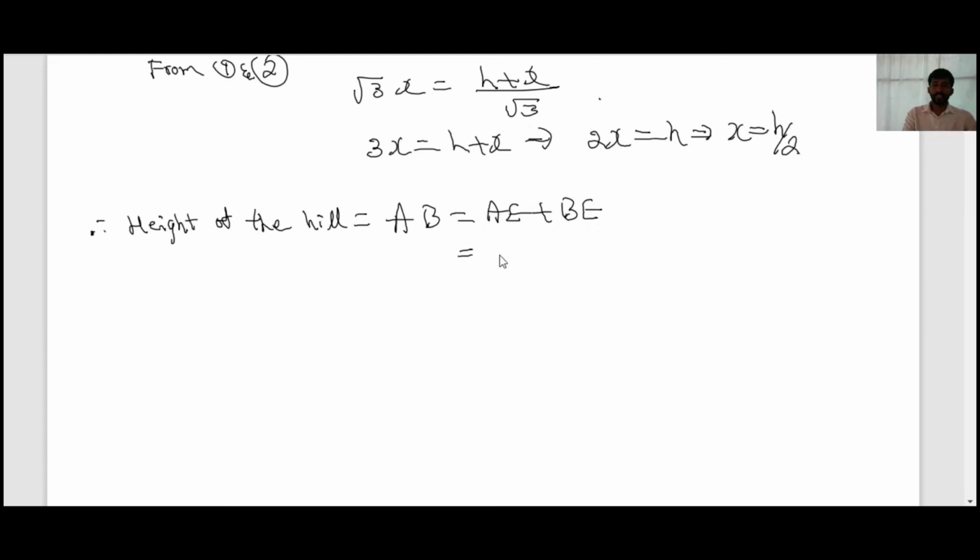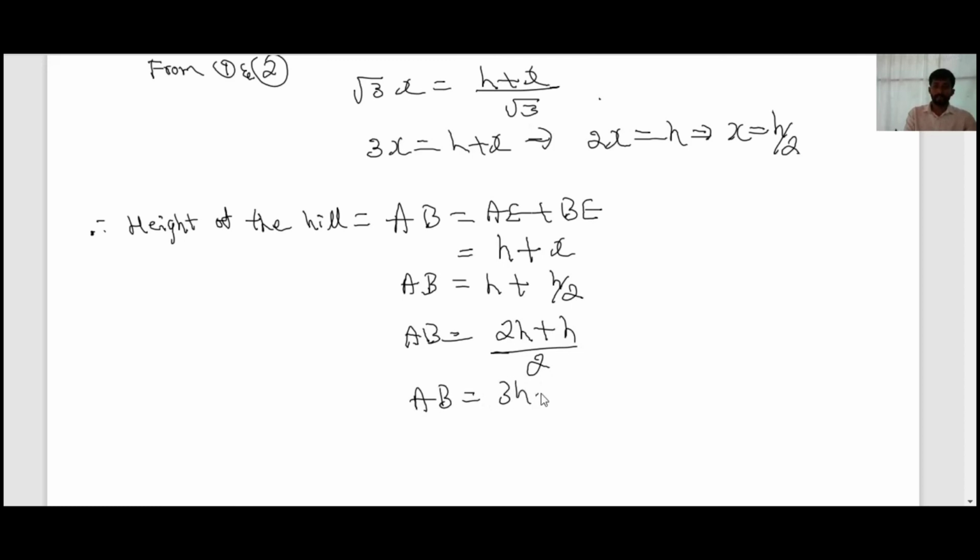This implies, what is AE? AE is equal to h plus x. What's the value of x? This implies h plus x, where the value of x is equal to h by 2. Okay, so it's the height of the hill AB. Simplify, AB is equal to, cross multiply, 2h plus h divided by 2. This implies AB is equal to 2h plus h, which is 3h by 2.